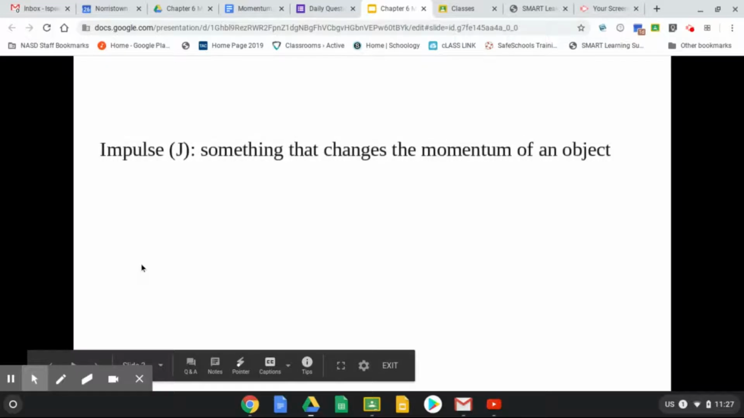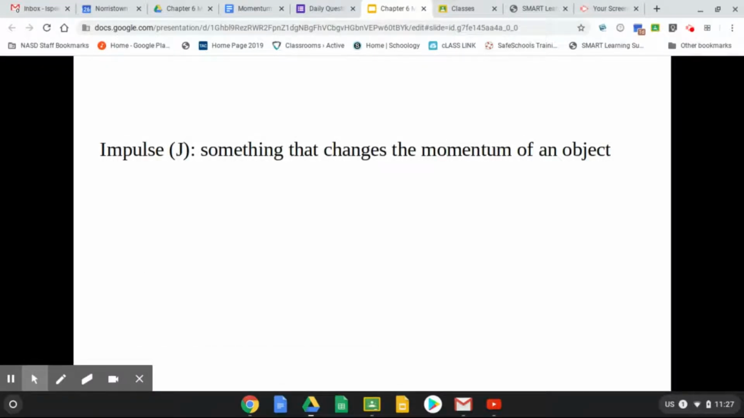So how do we change momentum? Impulse is what causes a change in an object's momentum, signified by the letter J. So an impulse is a change in momentum. Okay, so impulse equals delta rho, change in momentum.